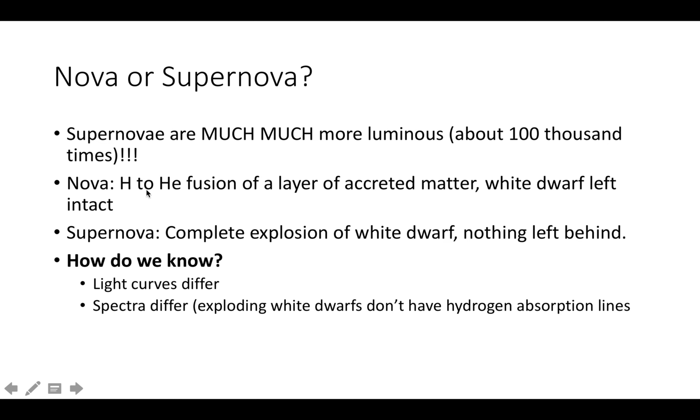Okay, novas, you get the hydrogen to helium fusion in that accreted matter, and the white dwarf's left intact. However, when a supernova occurs, it's a total explosion of that white dwarf, and nothing is left behind. And so I just said we looked at light curves to tell the difference between the two. But then we can also look at how their spectra differ, whereas with exploding white dwarfs, you don't really get that hydrogen absorption line.